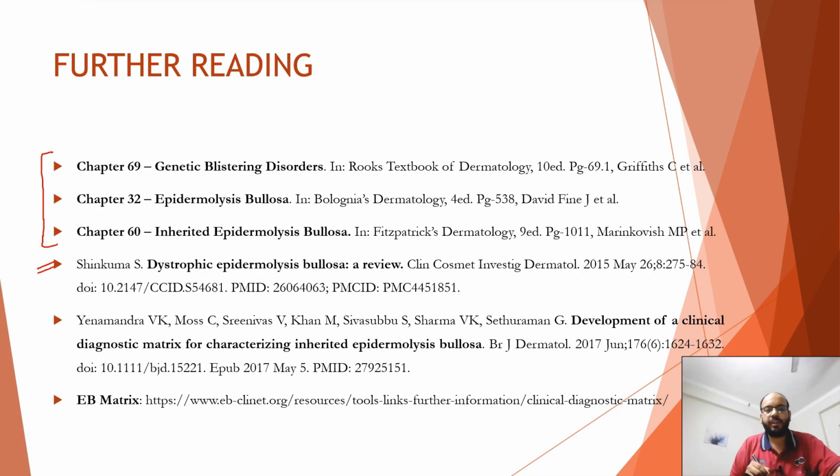Now, this article by Shinkuma S, titled Dystrophic Epidermolysis Bullosa Review, is a very good article. If you have time, just go through it, and you will be able to know about pathomechanisms and future therapies of dystrophic EB. I have continued to keep the EB matrix one because in EB matrix, if you download, you can put some random features and you can find out what all features are mostly seen in recessive, mostly seen in dominant, mostly seen in junctional, mostly seen in dystrophic. So you can do that. I've kept this again as further reading, and EB matrix is a very good tool. So you can further understand how different features are seen in different disorders.